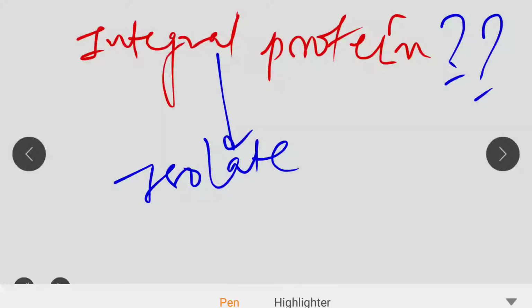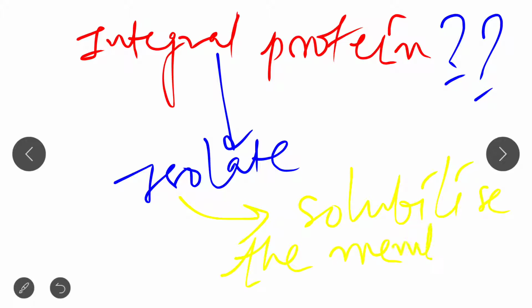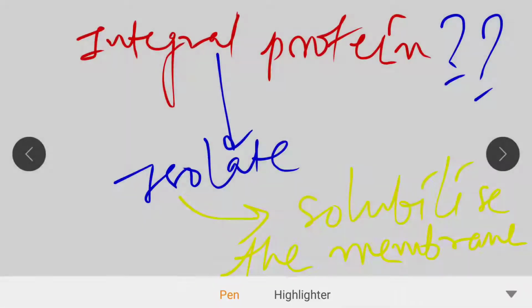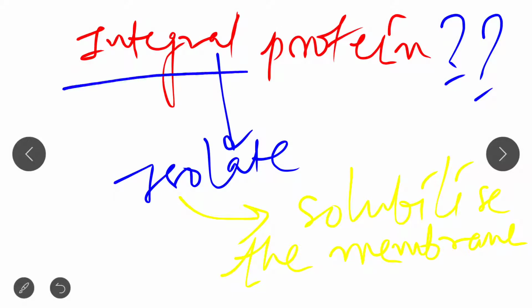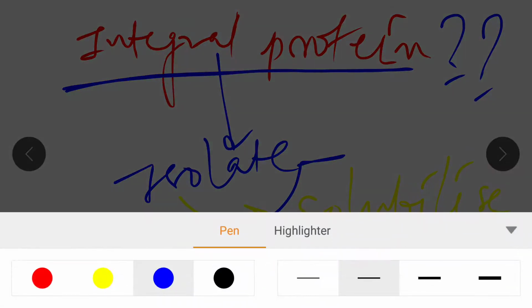An integral membrane protein can easily be isolated by solubilizing the membrane. By solubilizing the membrane you can easily isolate this integral membrane protein. Now the next question is: how can you solubilize this membrane?